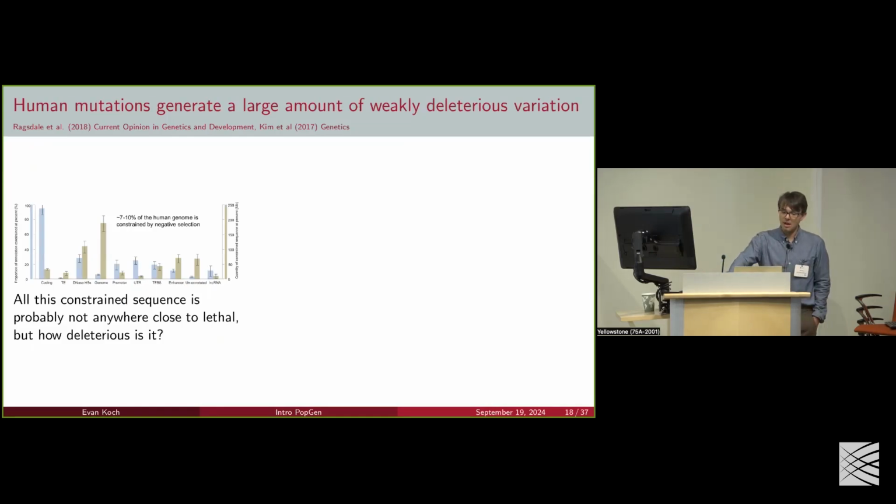So one observation that's come out of a lot of work in human genetics, and in other organisms as well, is that a large amount of human mutations generate this weakly deleterious variation. We have all this constrained sequence in the genome, but we know that it's not anywhere close to lethal, because that would be actually quite bad.